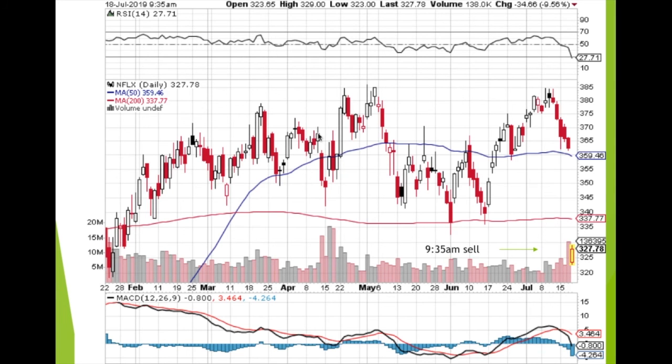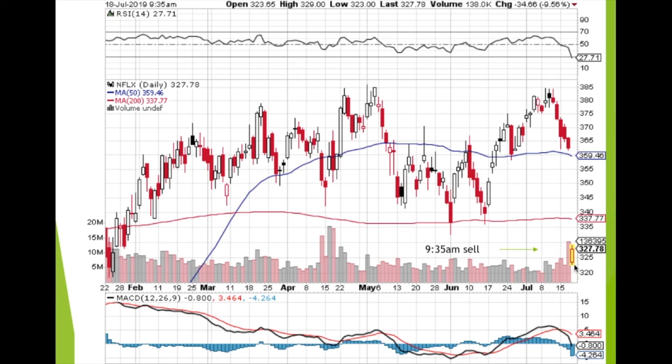Uptick rule basically, what they're trying to do is give you a chance to get out if you own the stock and let those people sell the stock. And there's going to be no shorting, I could say, during that period. So uptick rule means you've got to wait for an uptick before you short the stock.